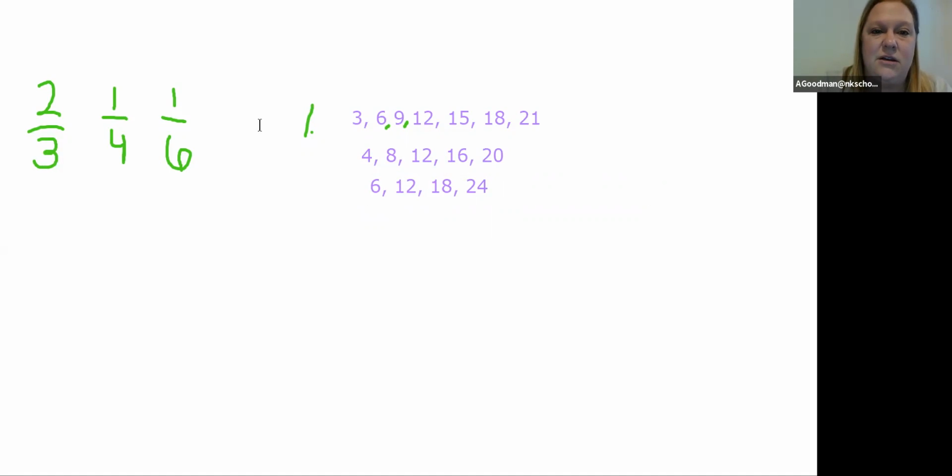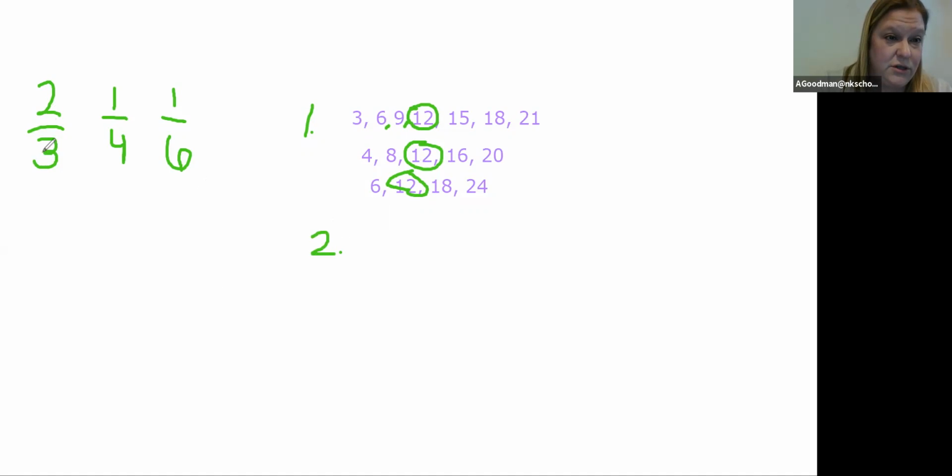So let's look and see, do they have a 3 in common? No. Do they have a 6 in common? Nope. This one has a 6 and this one has a 6, but this one doesn't. A 9? Nope. A 12. I see a 12 here, right here, I see a 12 here, and I see a 12 here. So it looks like I'm going to make all my fractions turn into 12ths.